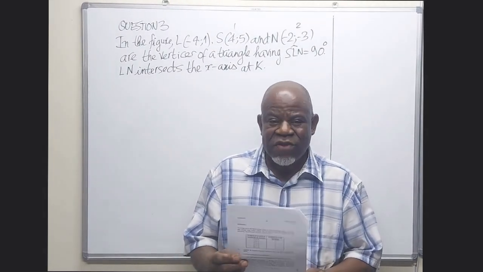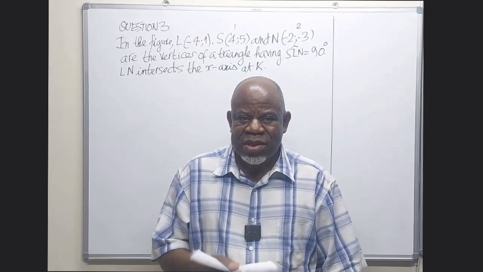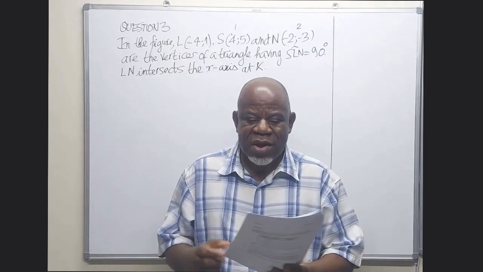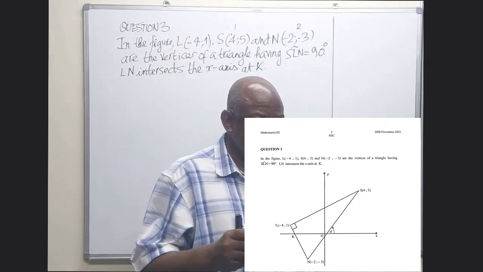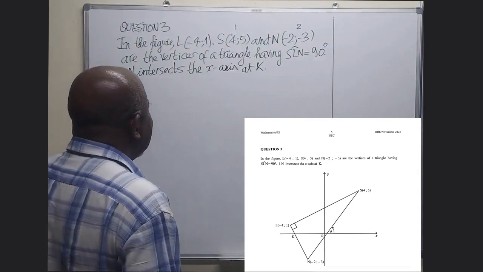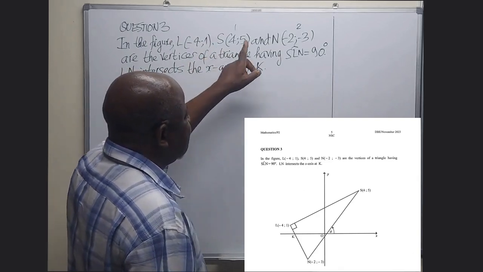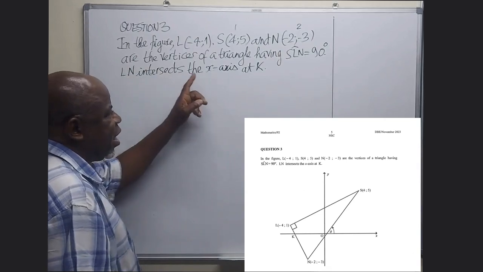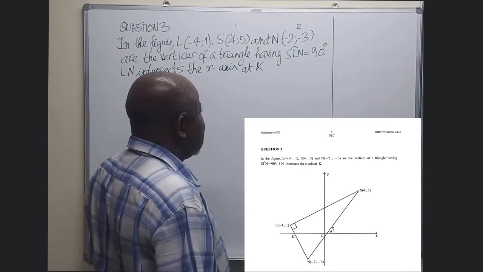Okay, so we're going to continue with our paper 2. Remember, we did start with question 1 and 2. Now we're going to go to question 3 of paper 2. In the figure, L(-4, 1), S(4, 5), and N(-2, -3) are the vertices of a triangle having angle SLN equal to 90 degrees.